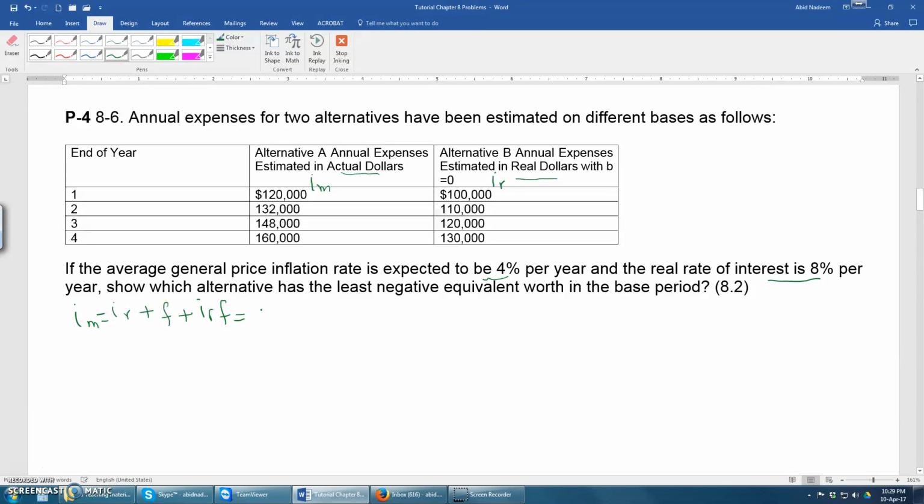Input these values. Real interest rate is 0.08 plus the general inflation 0.04 plus 0.04 multiplied by 0.08. If you calculate it, 0.12 plus this will be 0.1232, or 12.32% is the market interest rate. So use this interest rate to find the present worth of alternative A.